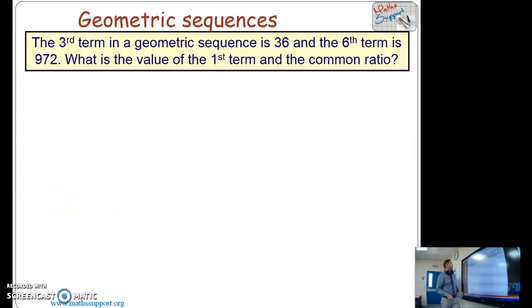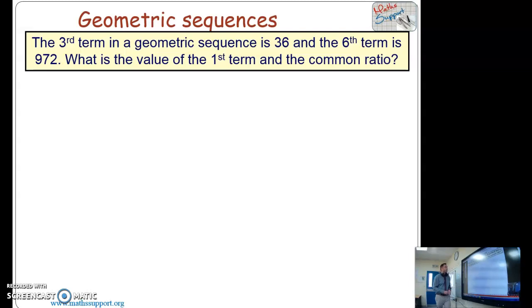So here we go. We've got some information from a geometric sequence. I'd suggest you pause the video, have a read of this question, and try and get your head round what it's saying. Maybe even have a go at it. You might be able to succeed with this question already. So give everyone a chance to pause now, and then I'll go through it and explain.